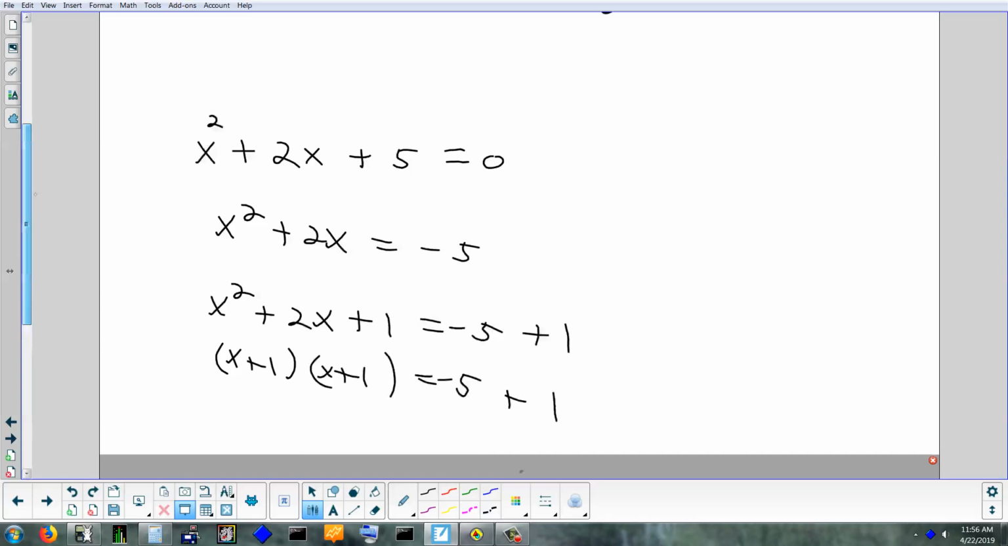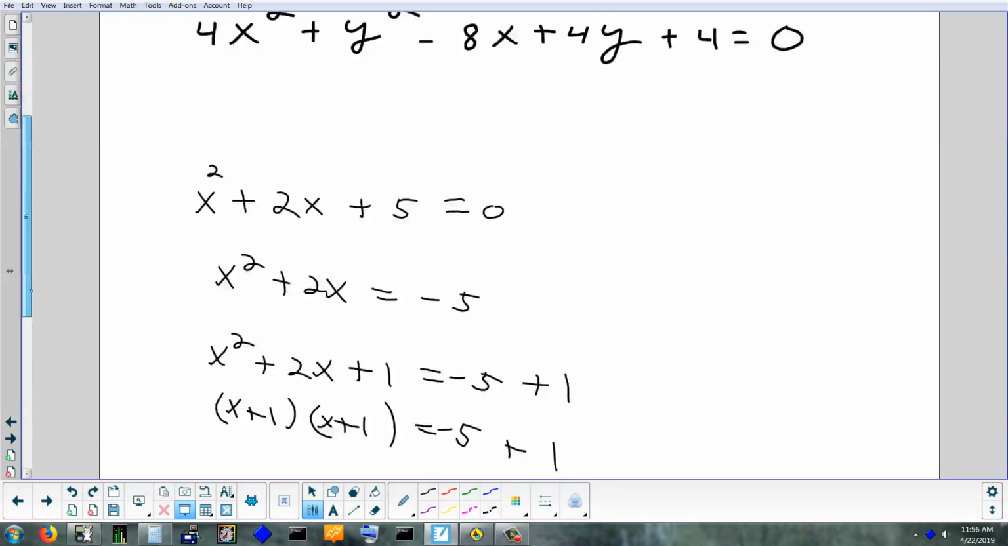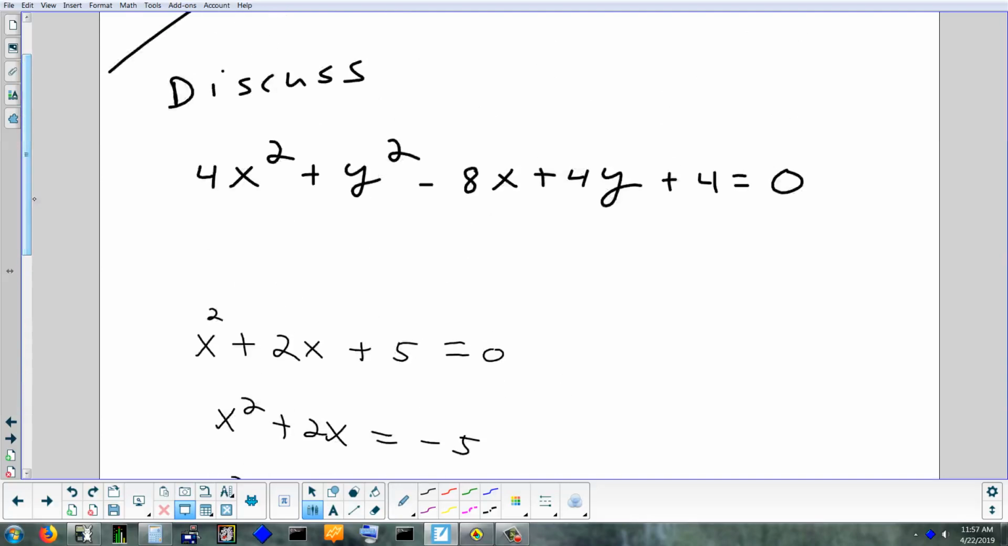So let's try it on this one and see what happens. I'll erase that in a second, but I'll leave it for now. Okay, first of all, when I have to complete the square, I'd rather have all the x's and y's next to each other. So I've got 4x squared minus 8x, and I've got y squared plus 4y, and I'm going to put that negative 4 on the other side. You always just take the constant and throw it on the other side for now.